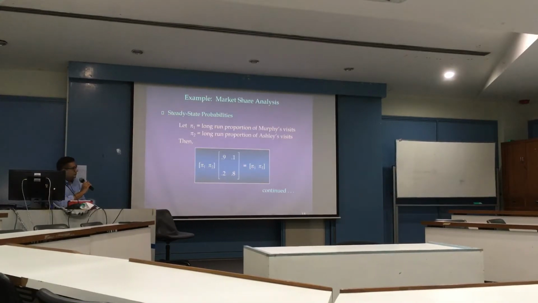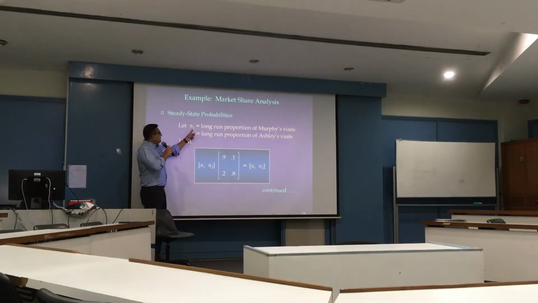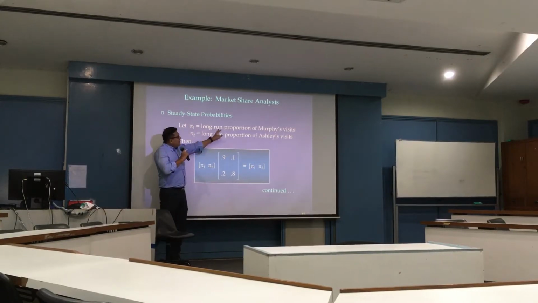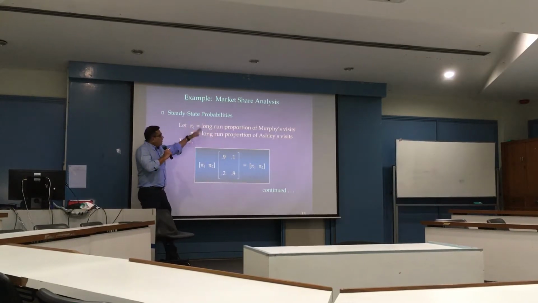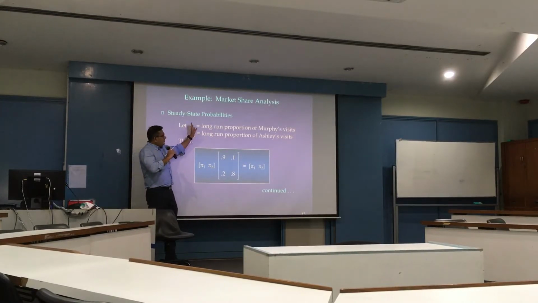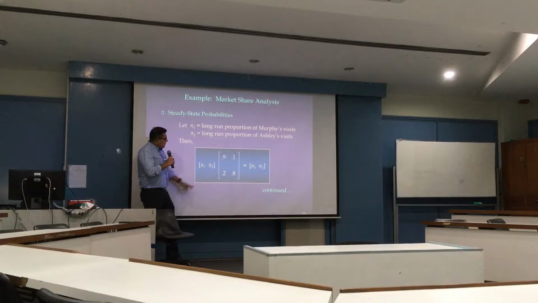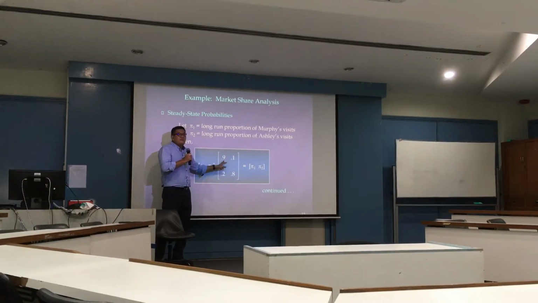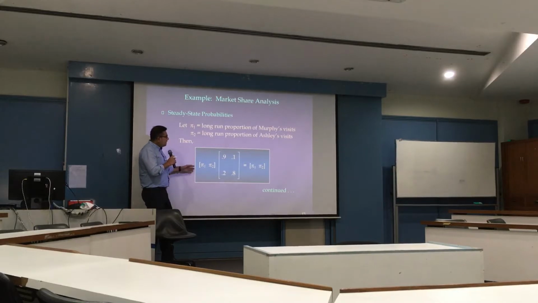For example, let's say that I have this probability, and I call it pi 1. Pi 1 is the probability that finally it's going to visit Murphy, and pi 2 is going to be Ashley. Remember, this is the transition probability, right? Okay. So if we have this form, what happened?